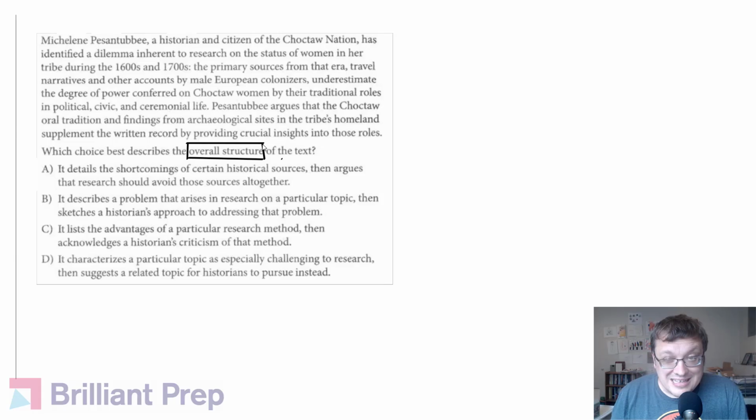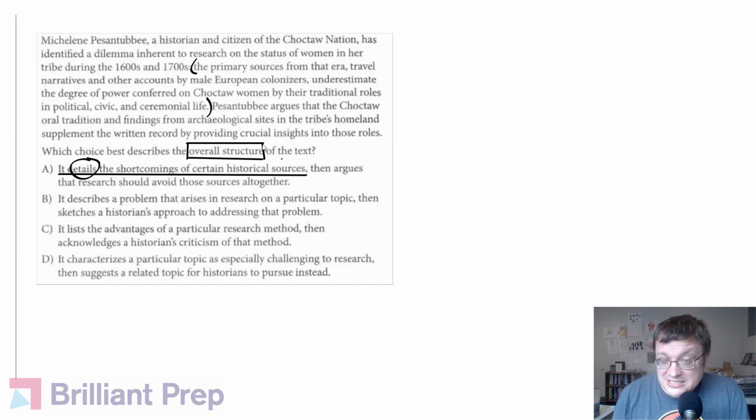So, what would outline or summarize the structure of this text? Let's look at the first part of each of these choices. A, it details the shortcomings of certain historical sources. That's not absolutely terrible. It's saying, look, the problem here is these primary sources, if you take them too uncritically, you will miss the fact that they have a biased view of Choctaw women's role in the society at the time. And so you have to, as the rest of the text goes on, supplement this written record with other things. So I think that's not too terrible.